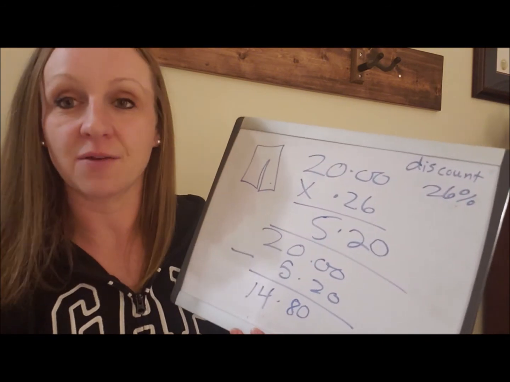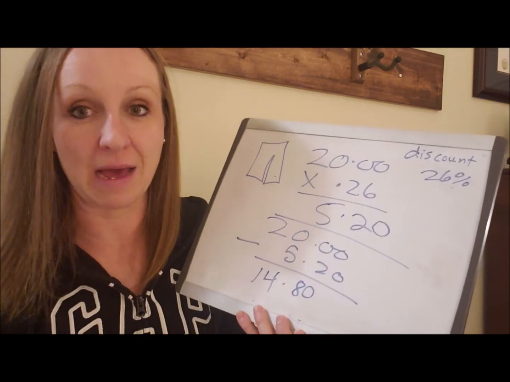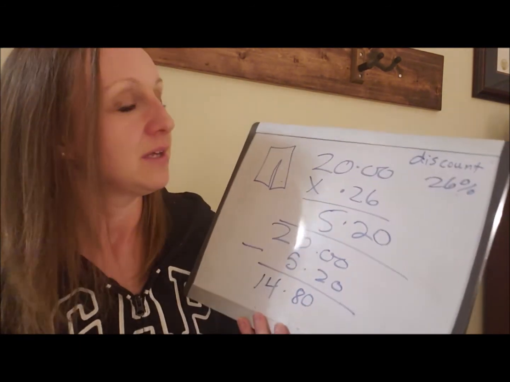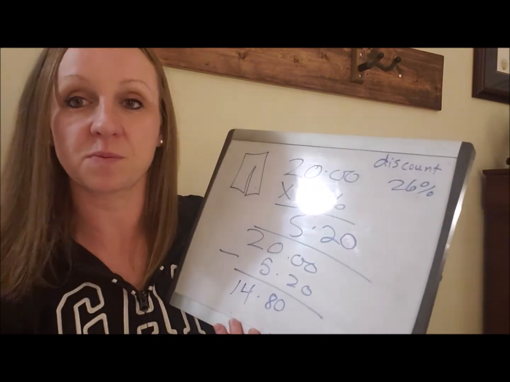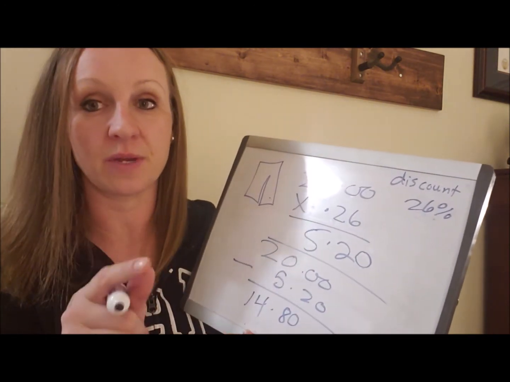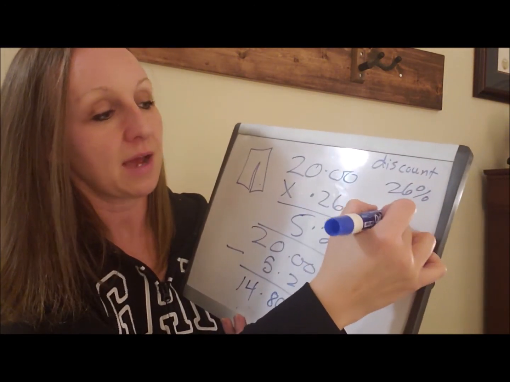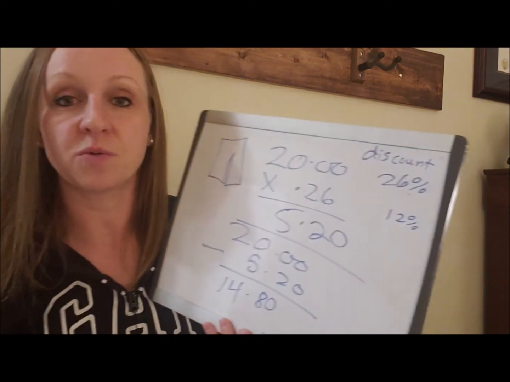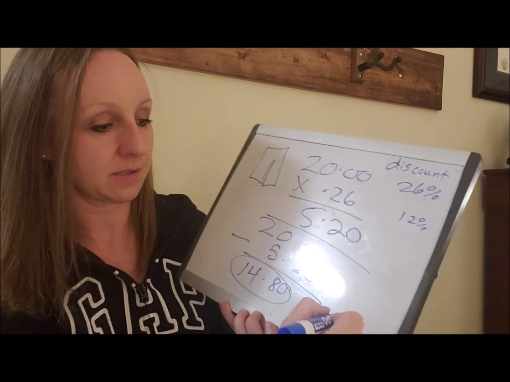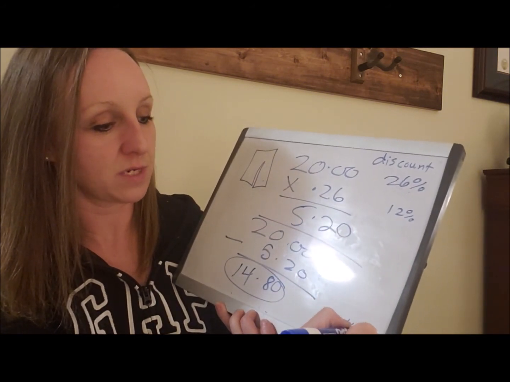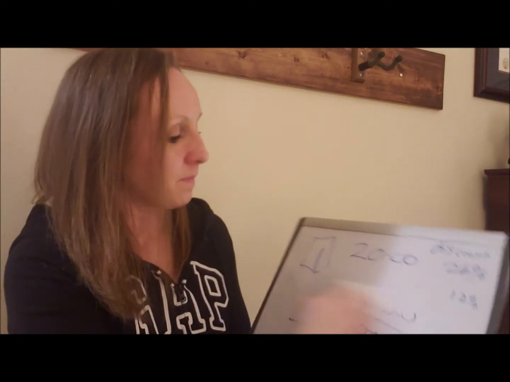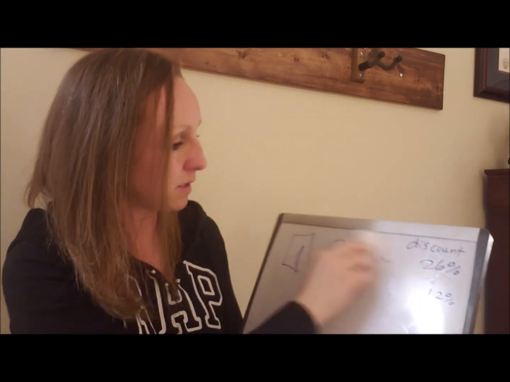So let's pretend though, because I want to show you, I want to combine discount and tax now, because those are 2 math things that we're having to do to solve one little thing. So let's pretend that our discount is 26%, but now you still have to pay tax. Because we're in BC, our tax is going to be 12%.